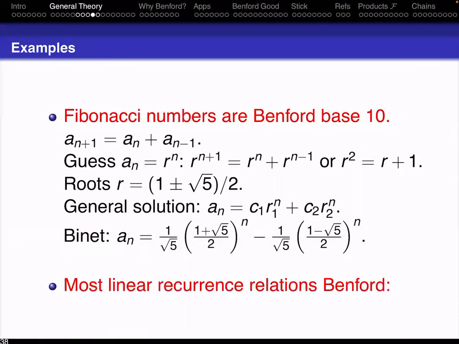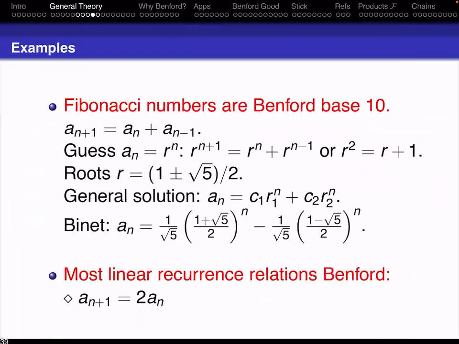It turns out most linear recurrences are Benford. And this is, again, one of the reasons why it's so prevalent. Not everyone is. Now, we talked about the doubling before. a_n is 2 to the n. That's a linear recurrence relation: a_(n+1) is 2a_n. If I tweak it a little bit, though, and do 2a_n minus a_(n-1), this is not going to be Benford. And again, this one was chosen very, very carefully.